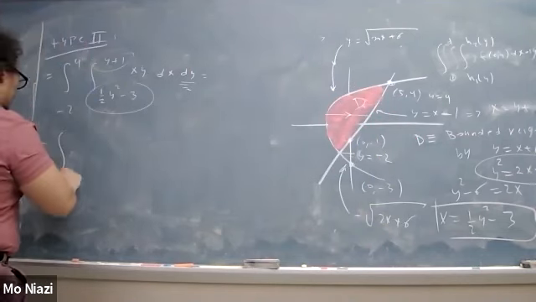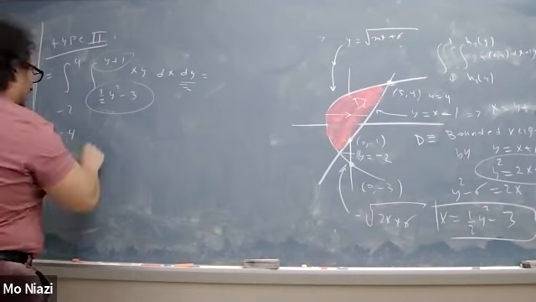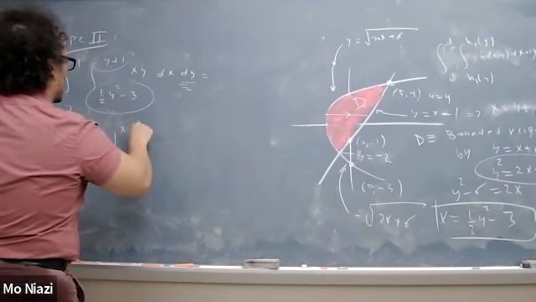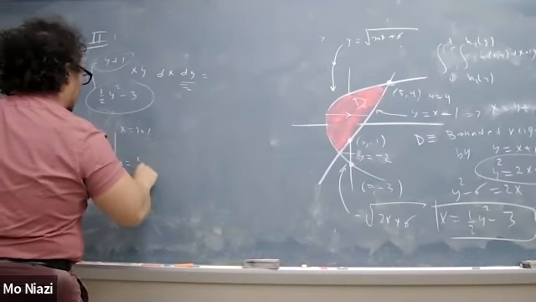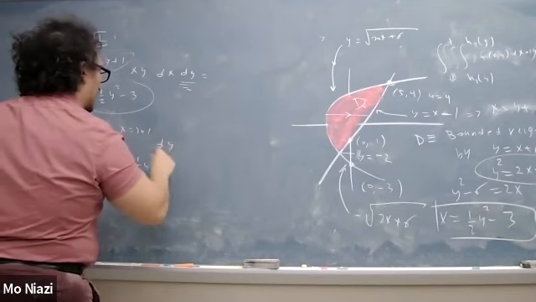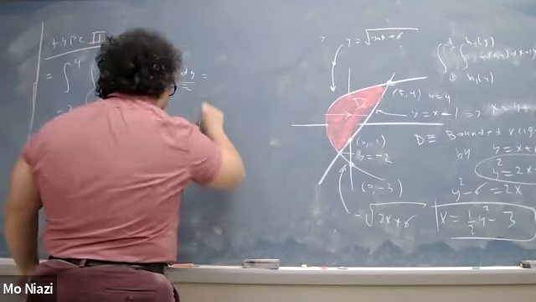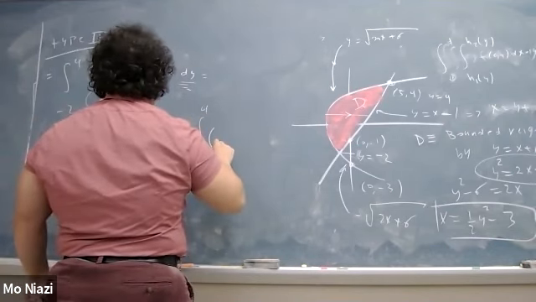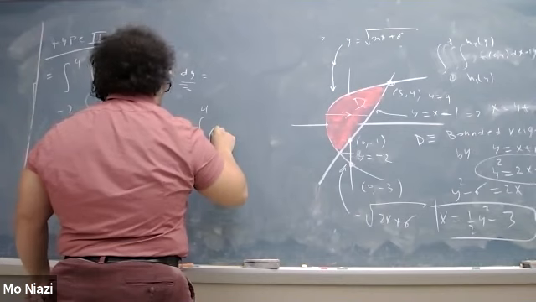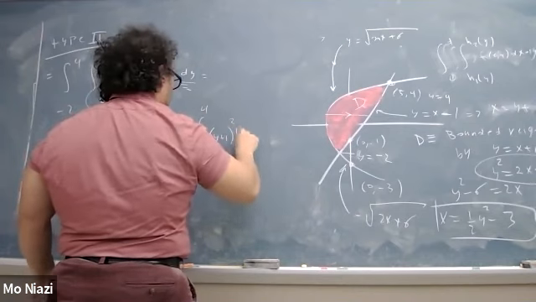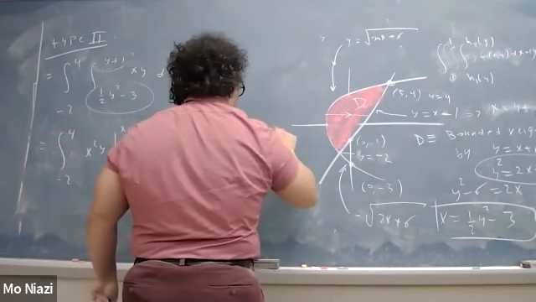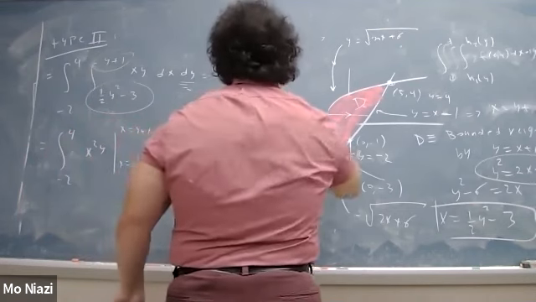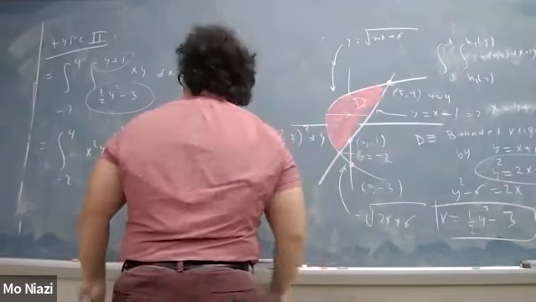So this becomes the integral of -2 to 4 of x squared y, evaluated at x is equal to y plus 1, x is equal to 1/2 y squared minus 3, dy. So this equals the integral of -2 to 4 of y plus 1 squared y minus our 1/2 y squared minus 3 squared dy. Okay?